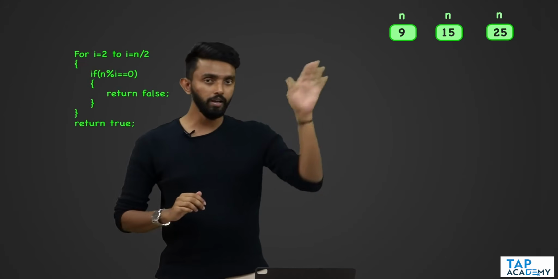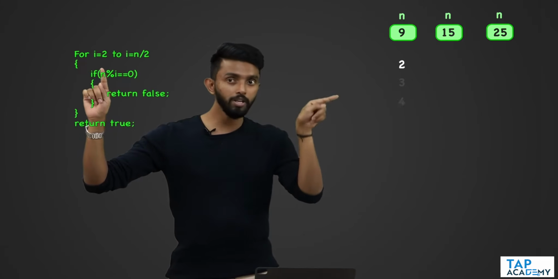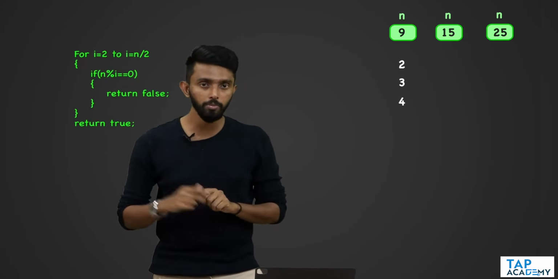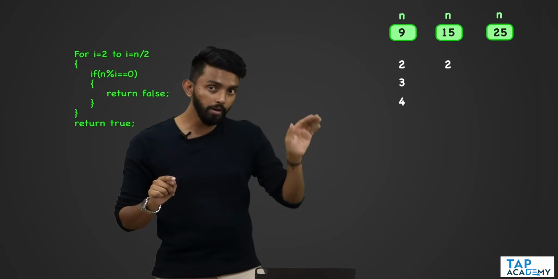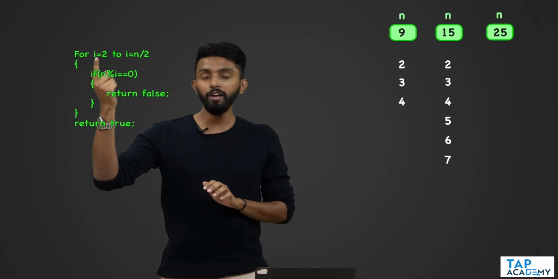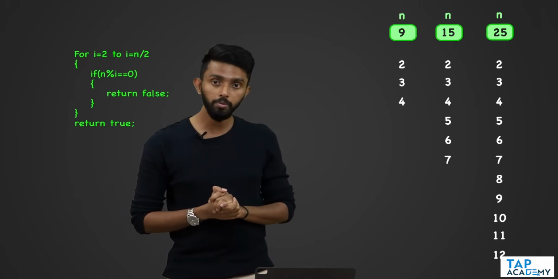If in case we take 9, this loop will start from 2 and go till n divided by 2, which is nothing but 4. Would you agree with me? And for 15, it will start from 2 and go till n divided by 2, which is 7. For 25, it will start from 2 and go till n divided by 2, which is nothing but 12. I hope you're able to think, right?